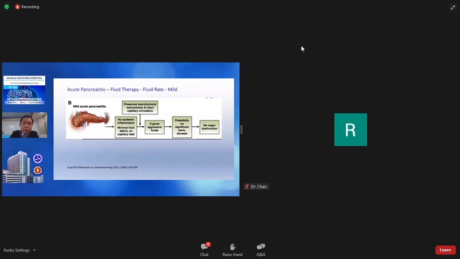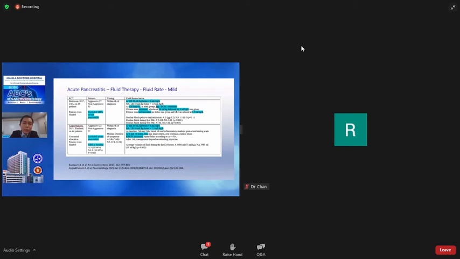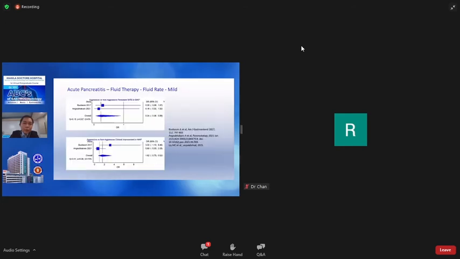There are two RCTs on fluid rate in mild pancreatitis. Both excluded severe pancreatitis, but Angsubhakorn in 2021 included some with SIRS. Both used the same method of lactated Ringer's, 20 ml per kilo bolus plus 3 ml per kilo per hour, versus half the dose. Meta-analysis showed no significant difference in persistent SIRS and clinical improvement. No patient developed volume overload in both RCTs.